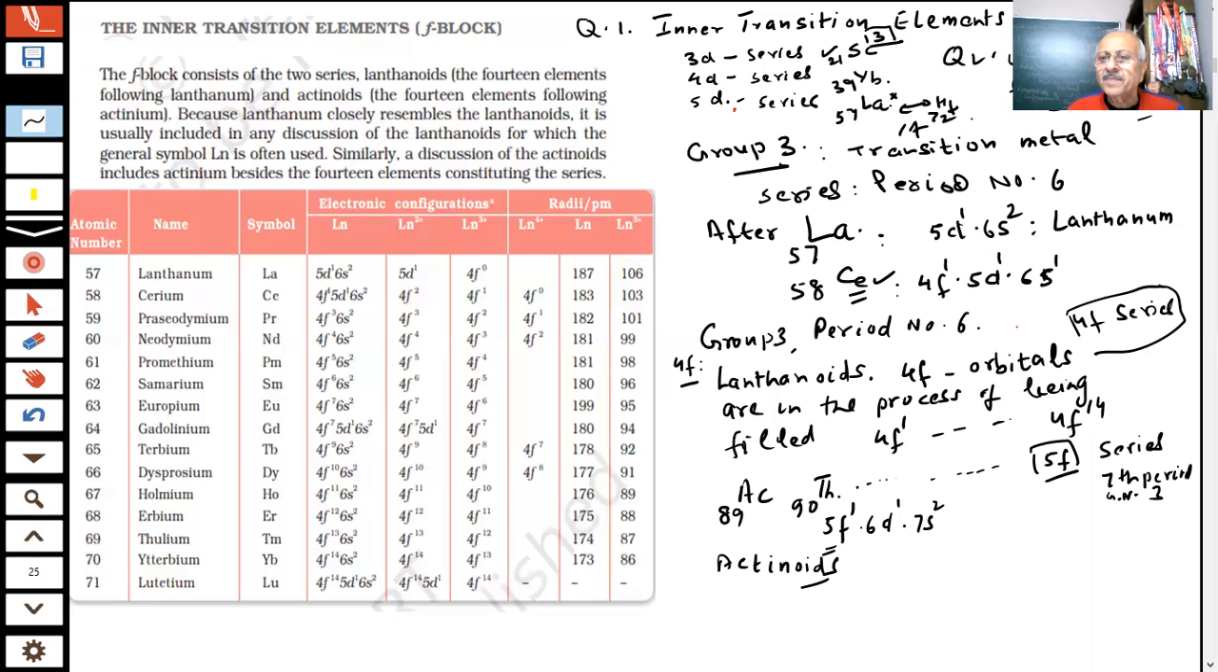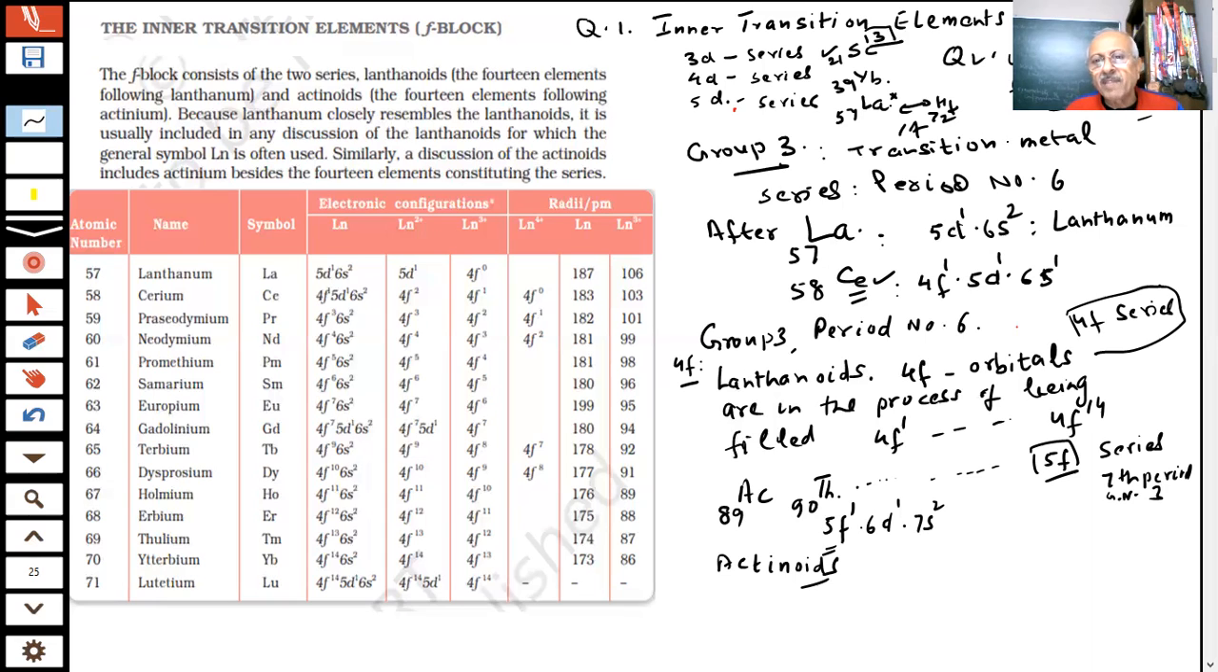And there are two series. One is the 4f series, the other is the 5f series. One is called lanthanoids, the other is called actinoids. Now the question to you is in the form of assertions in the paper nowadays.